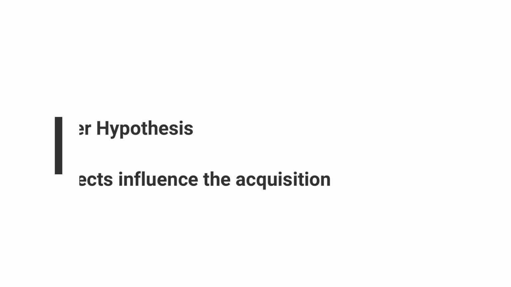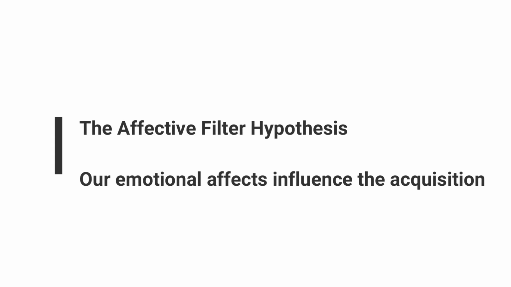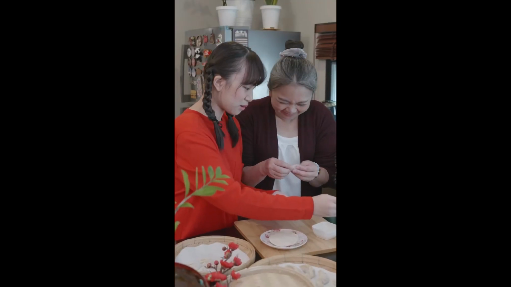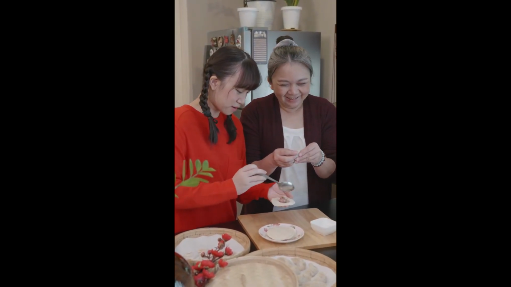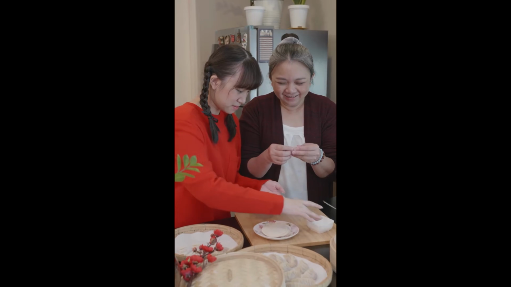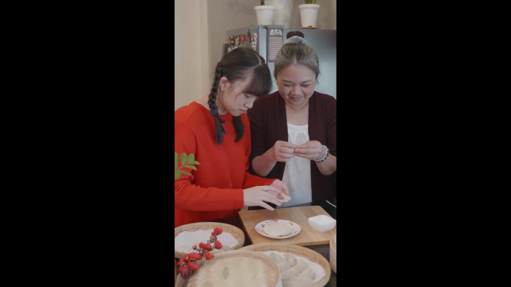Then we have the affective filter hypothesis, where Stephen Krashen embodies the point of view that a number of affective variables play an important role in second language acquisition. These variables include motivation, self-confidence, anxiety, and personality traits. If we have a strong motivation or affective relationship, it will be easier for us to learn our target language.